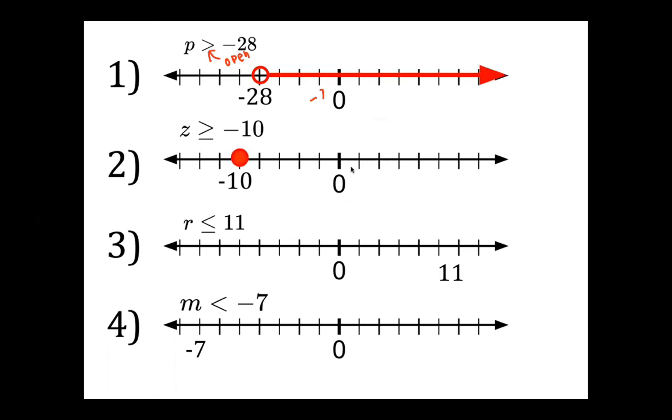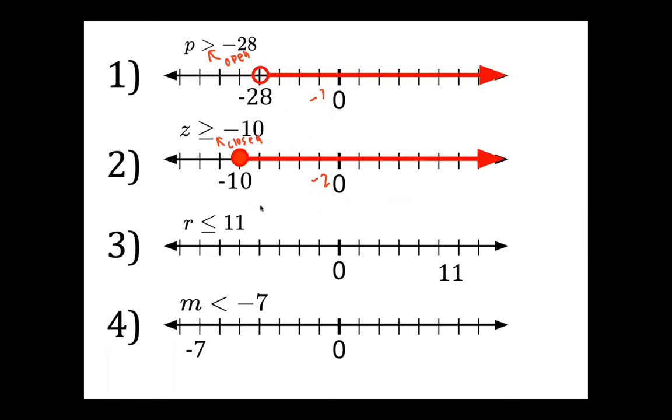For z is greater than or equal to -10, first label 0 and -10 on your number line. I went by units of 2, and then plot a closed circle at -10 since this is greater than or equal to. Once you've plotted your point, draw your arrow in the same direction as the inequality symbol since the variable is on the left of the inequality. So our inequality symbol is pointing to the right.